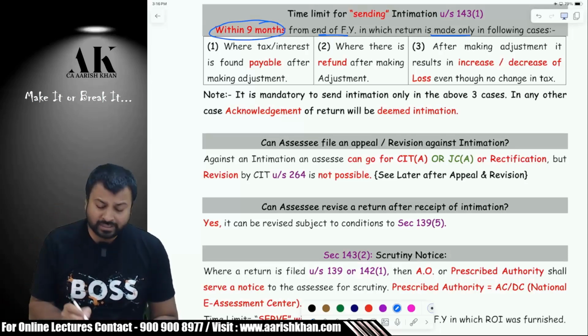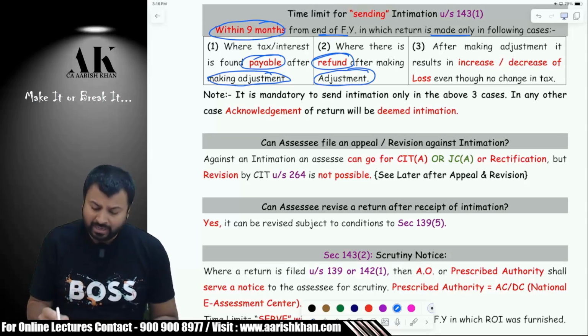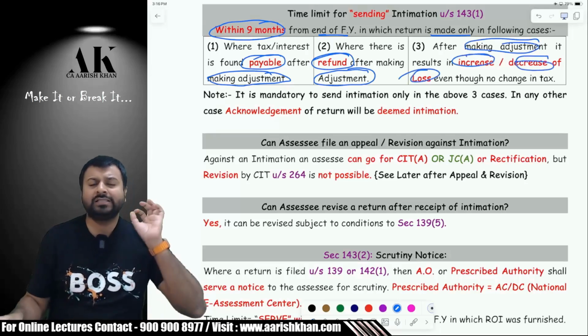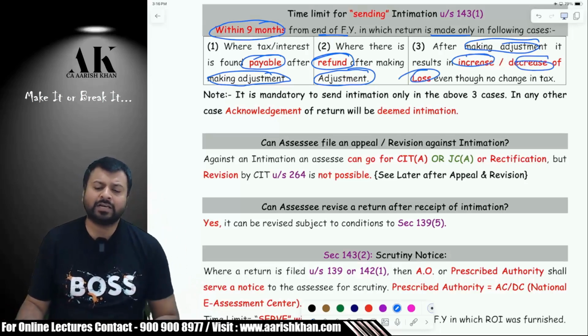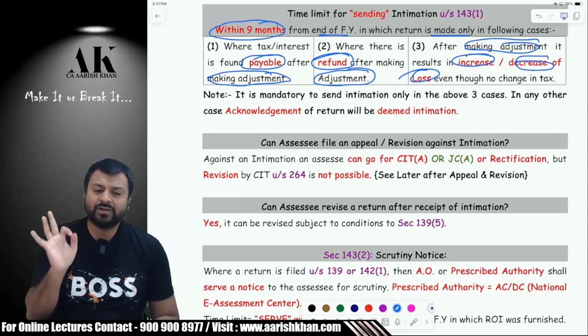Intimation will only be sent in those cases where there is an adjustment and there is a demand payable, or where there is an adjustment and there is a refund, and where there is an adjustment and there is an increase or decrease in loss. In short, the intimation will mandatorily be sent by the government only if there is an adjustment. If there is no adjustment, intimation will not be sent to you.